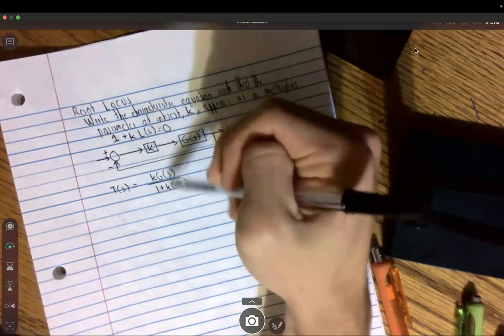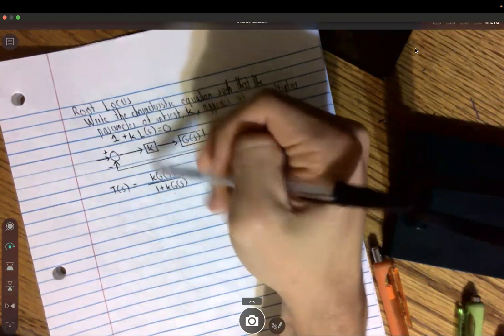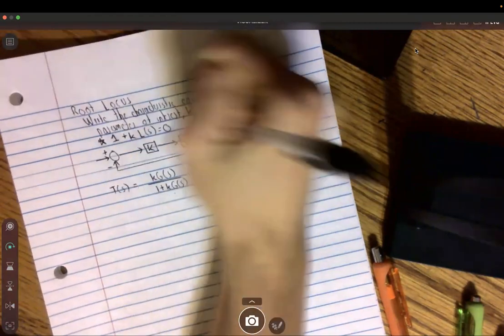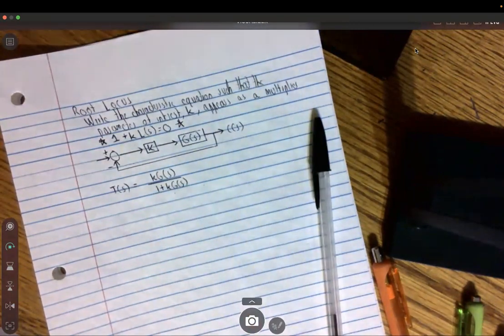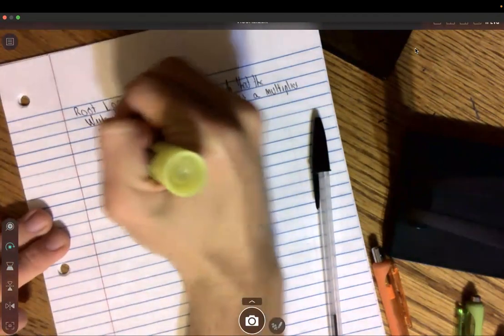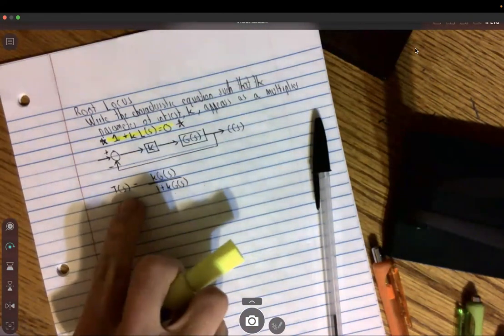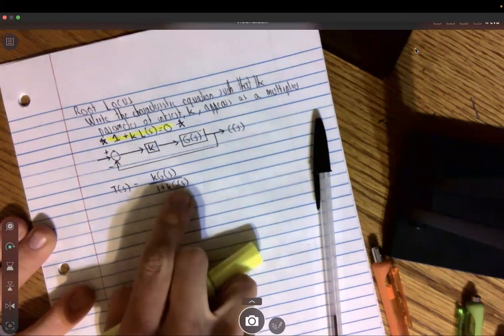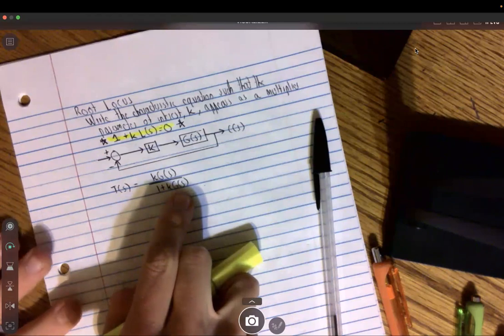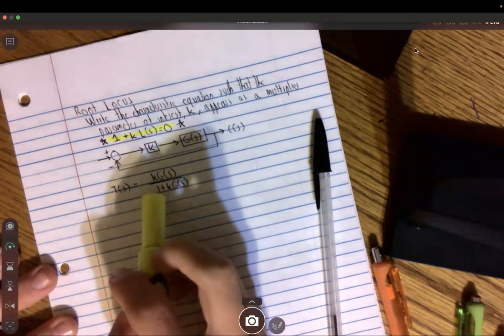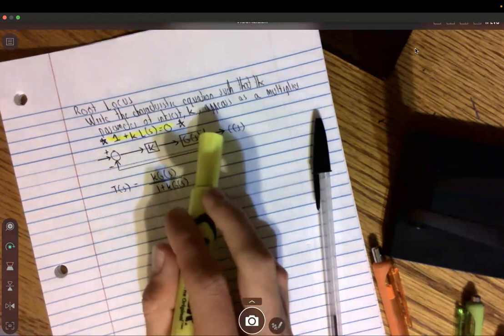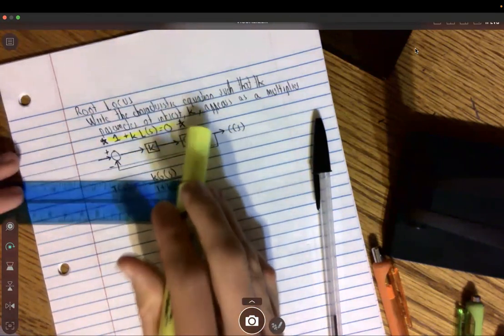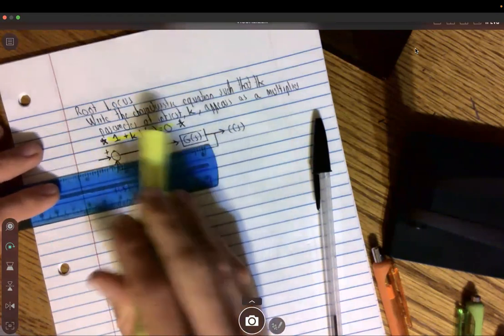When you're working with unity feedback systems, you can call L of s g of s here. And so that's why you can write it as this characteristic equation up here. 1 plus k L of s is equal to 0, because we know from our closed loop system with unity feedback, you can write it in this format, and the poles are determined by the denominator in order to find the stability. And so here, remember, your open loop gain follows the exact same thing where it's k times g of s. And so instead of g of s, remember your open loop system deals with L of s.